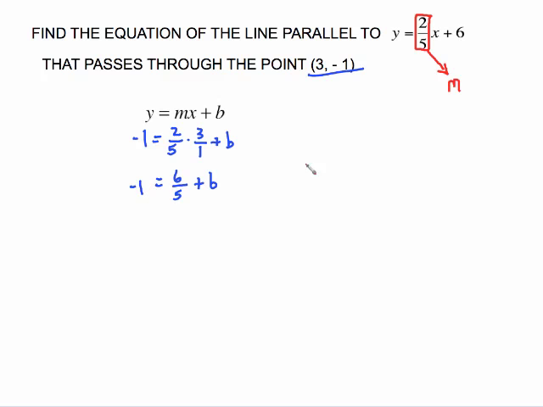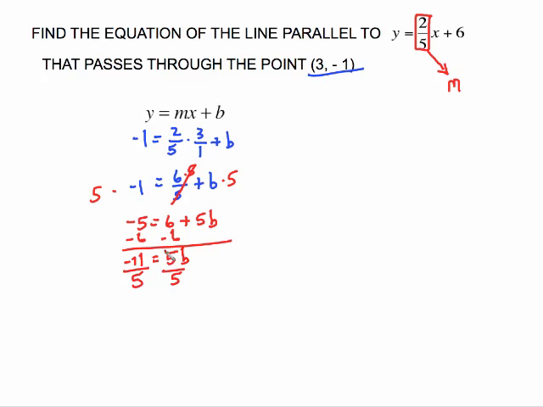And either get rid of the fraction or deal with it, whatever you want to do. I'm going to get rid of it because I know most students just hate fractions, so let's get rid of it. 5 times -1 is -5. Here that cancels. I have 6 plus 5b. Let's subtract 6 from both sides. -11 equals 5b. Divide by 5, and that's our b.